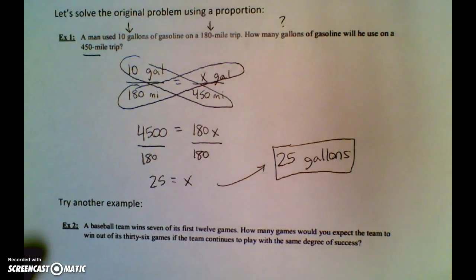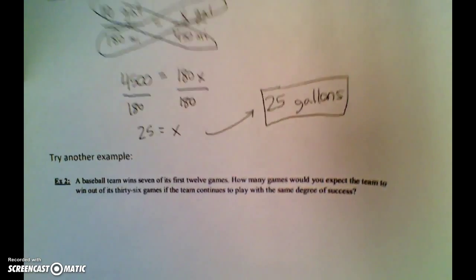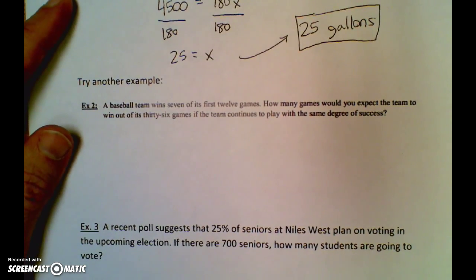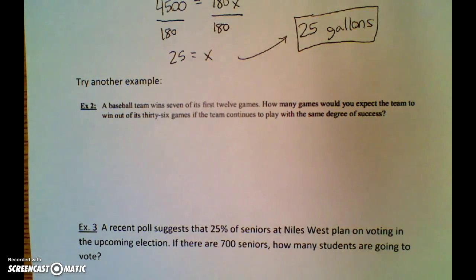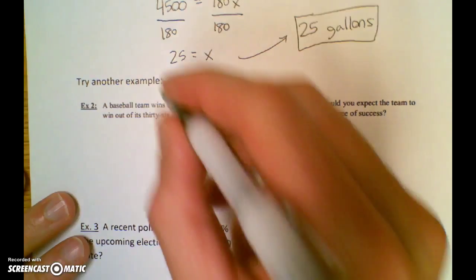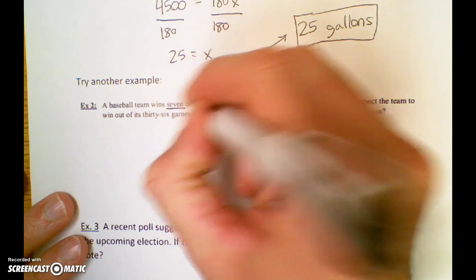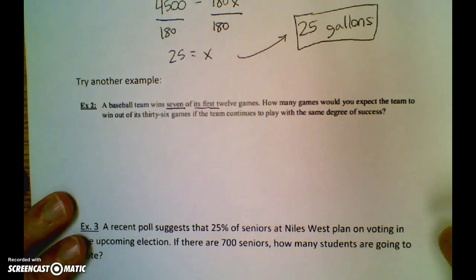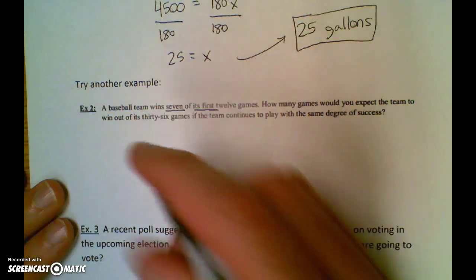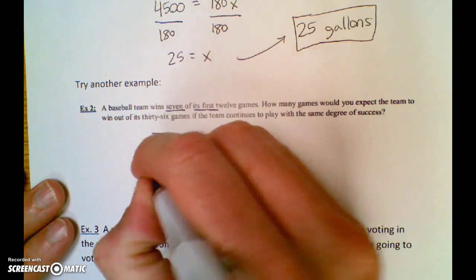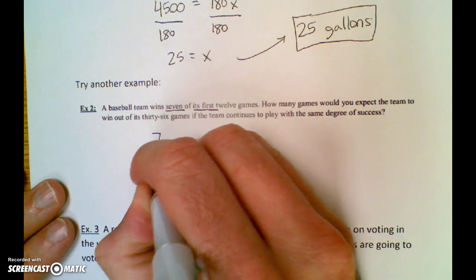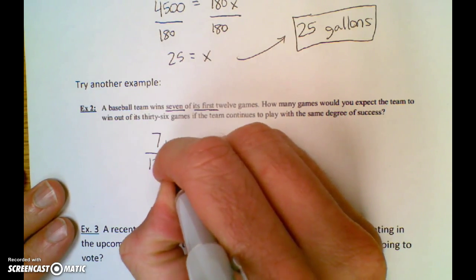Okay, let's look at another one. A baseball team wins 7 of its first 12 games. How many games would you expect the team to win out of its 36 games if the team continues to play with the same degree of success? So remember, they always give you a ratio to start off with. 7 of the first 12 games. So they have 7 wins out of 12 total games. So I'm just going to write 12 games.